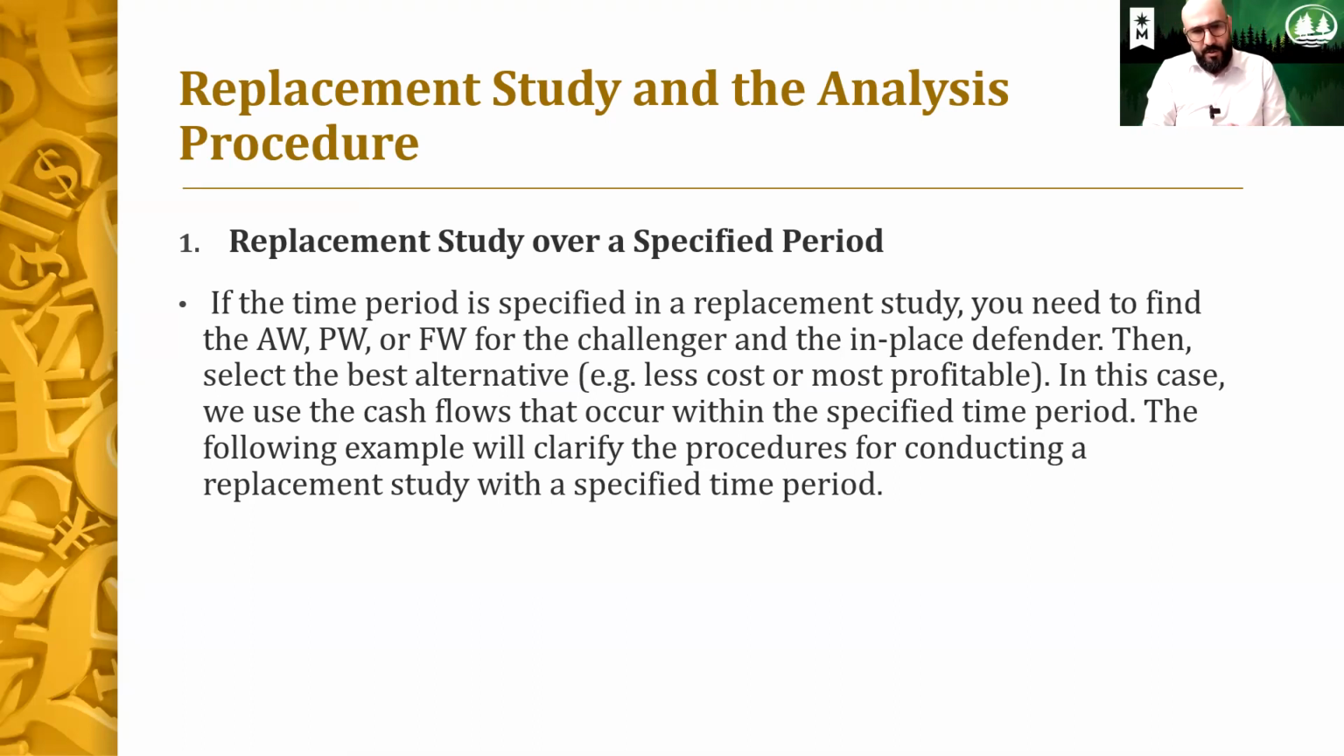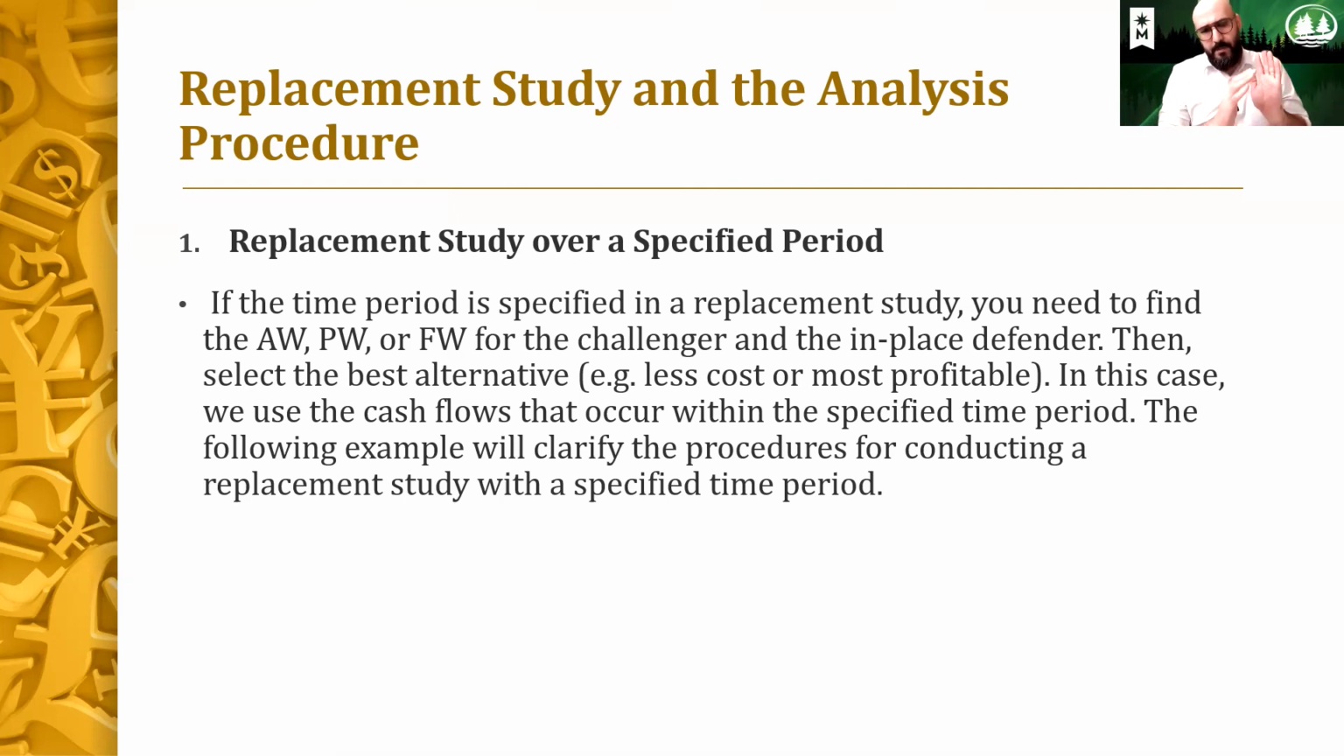So let's read first on the basics, and then we'll take an example, and then we'll discuss the result. All right, replacement study and the analysis procedure. Number one, replacement study over a specific period. If the time period is specified in a replacement study, you need to find the annual worth. I'm going to skip the present worth or future worth as well. Just find the annual worth for the challenger and the in place. So let's focus on the annual worth because this is the most common.